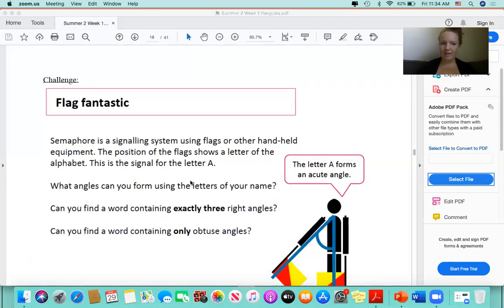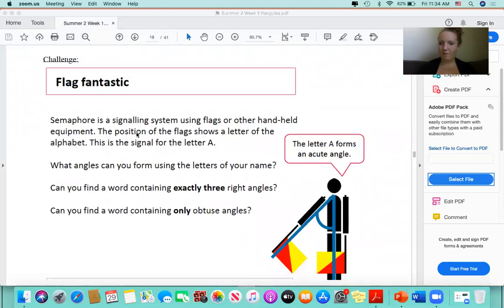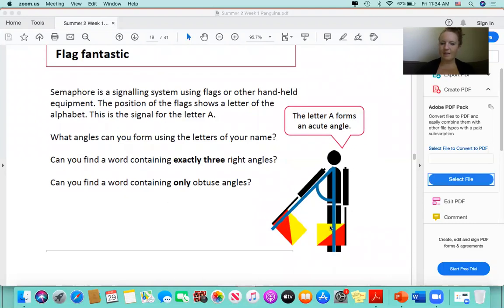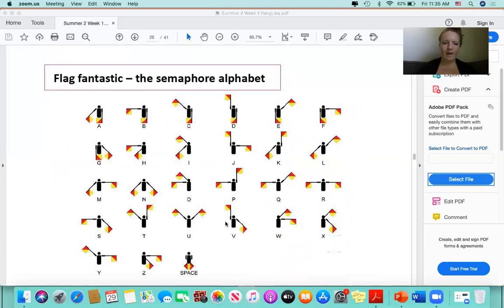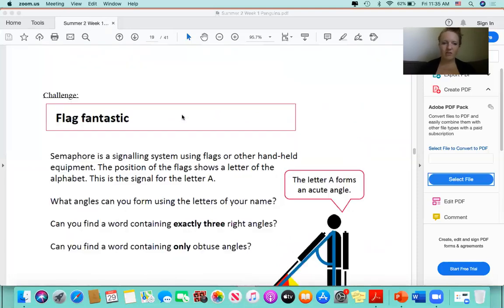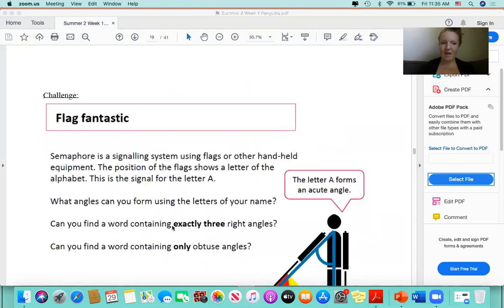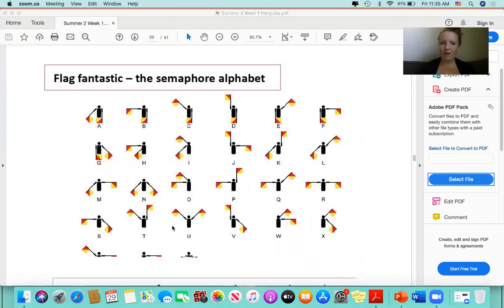This is a challenge. They tell you what a semaphore is: a signaling system that uses flags. This is letter A, and you can see that they've made it using an acute angle. Here you can have a challenge and try to draw. You could draw your name, you could find a word that has exactly 3 right angles, however you want to do it. You can see that P, for example, is a right angle. Q is an obtuse angle. R is a straight angle. Some interesting information there.